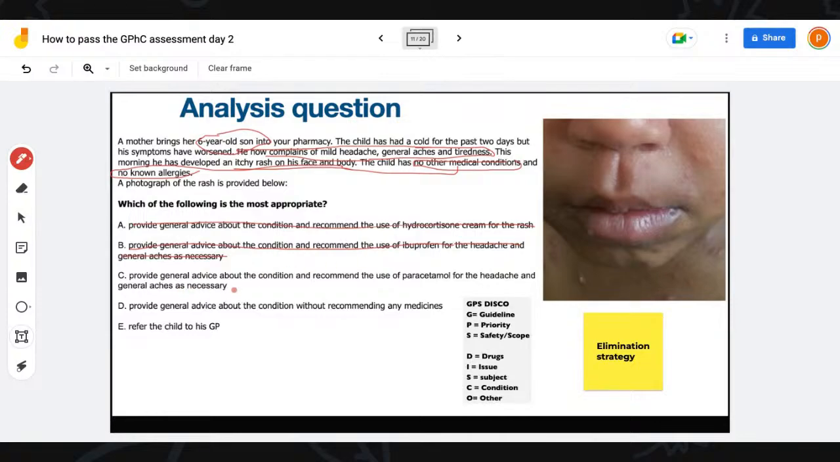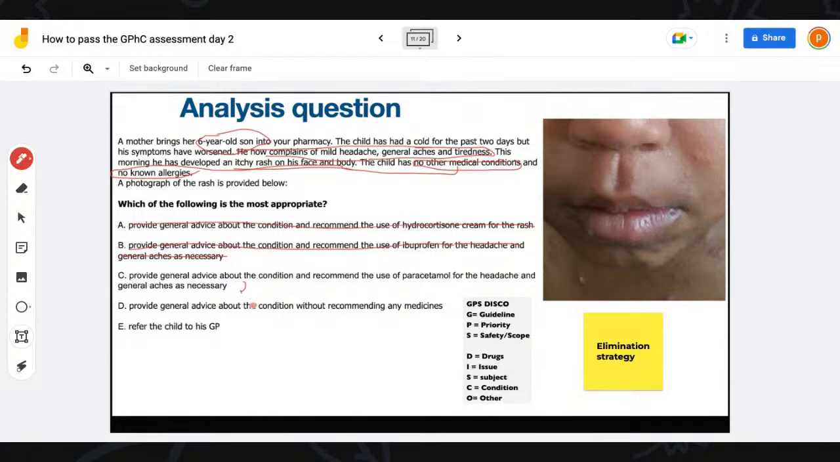C, provide general advice about the condition and recommend the use of paracetamol for the headache and general aches as necessary. So I'll leave a question mark because this sounds okay. And the reason why this sounds okay is because paracetamol is safe. So we've got safety. It's within our scope of practice. As a pharmacist, you can give the child paracetamol. It's within your scope, right? So the GPhC is going to test you on your safety and what's within your scope of practice.